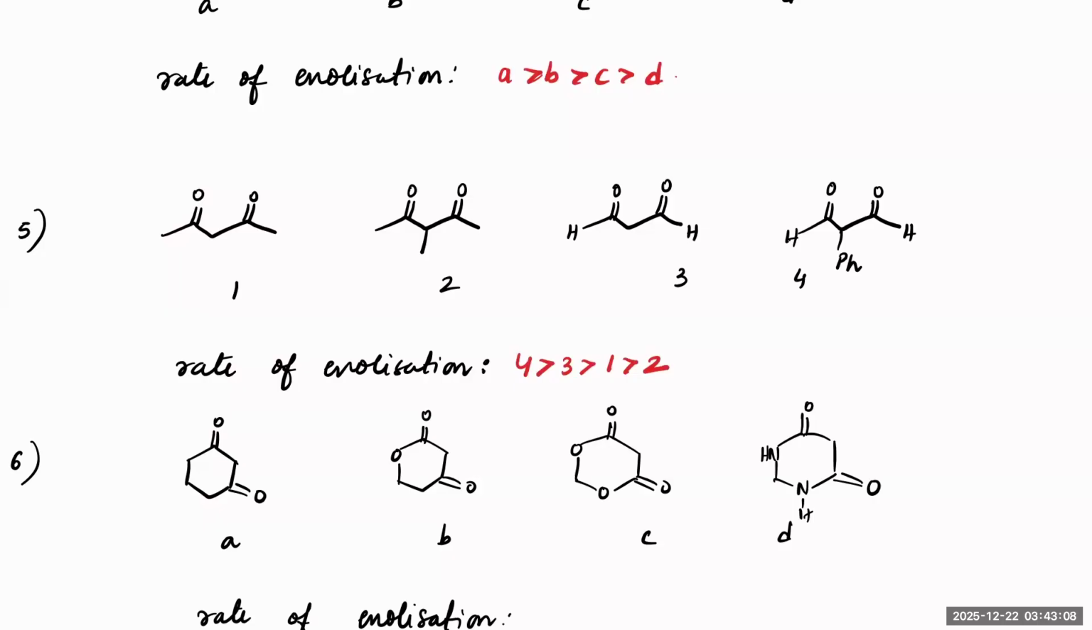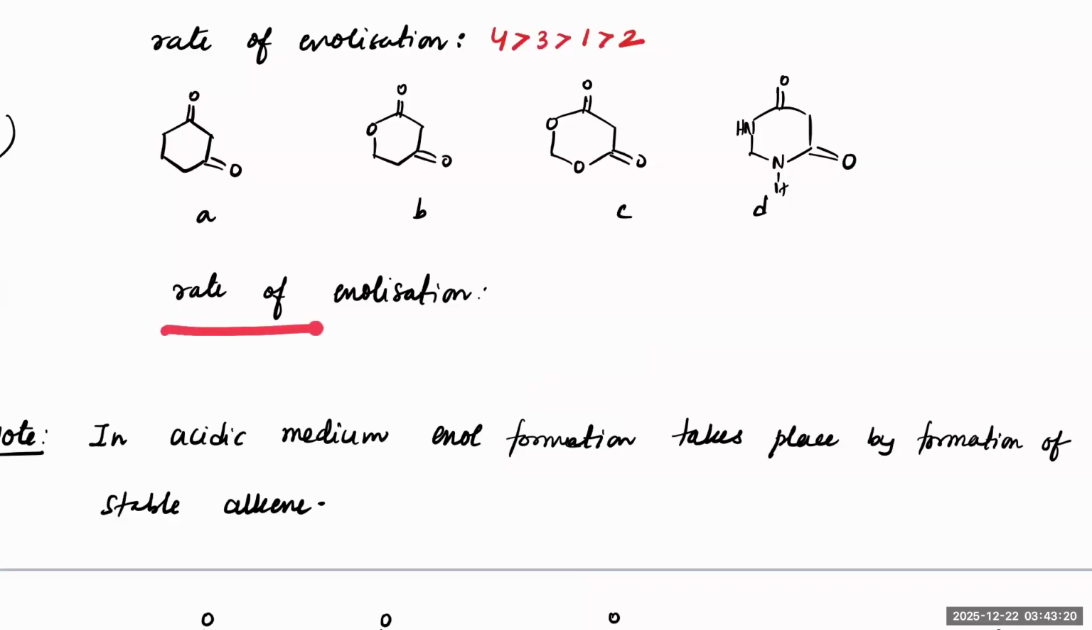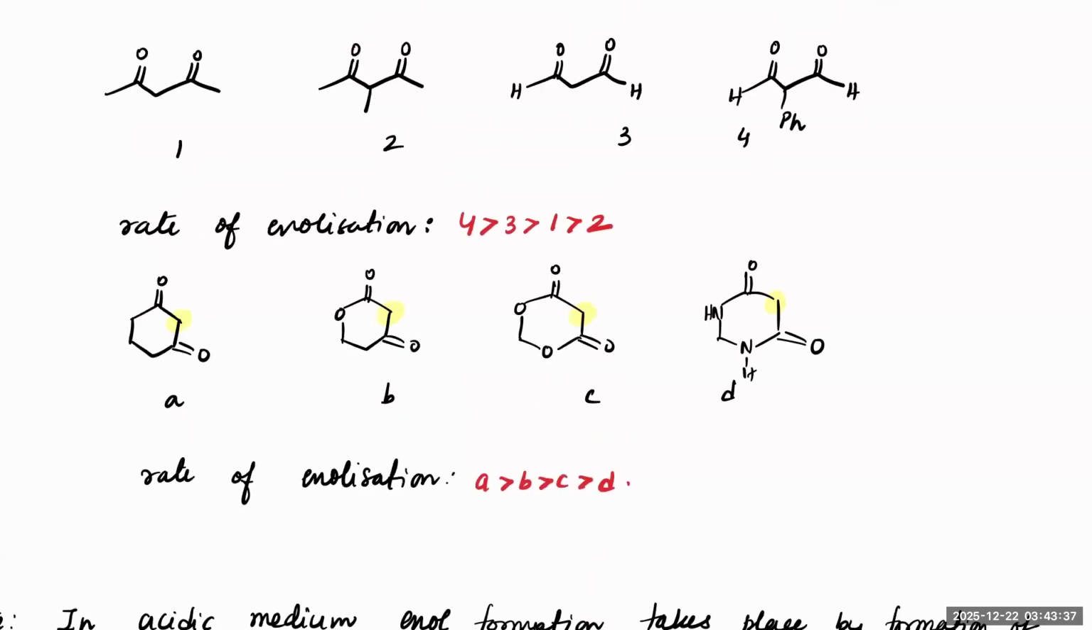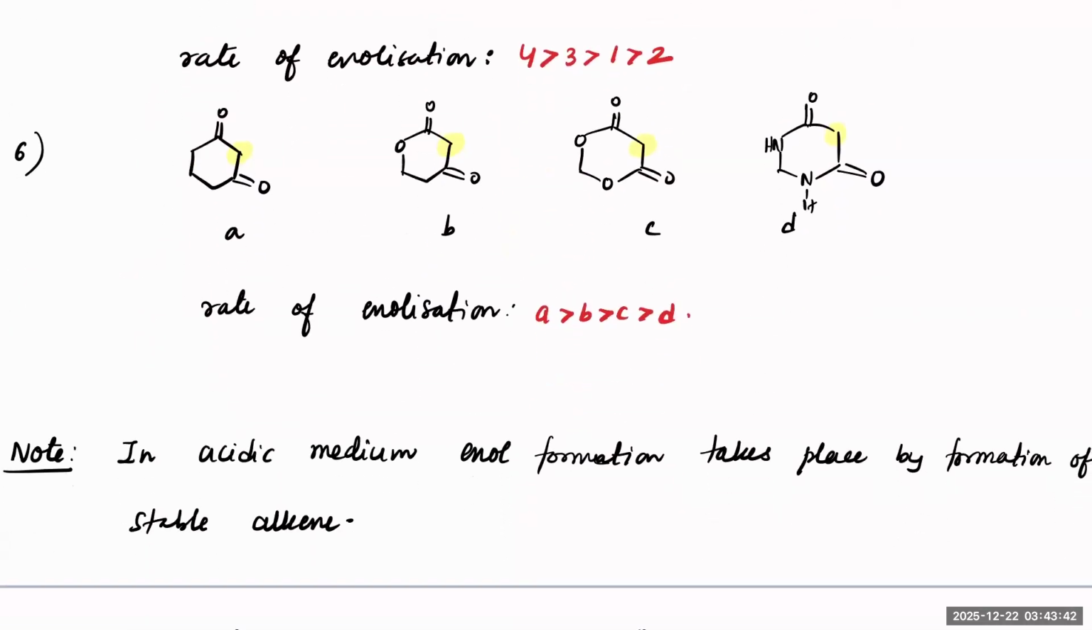Done, everybody? Please check. And check out the last thing. Rate of enolization in this case. We have A, B, C, D here. Same logic here also. There is diketone here. The others are keto ester, diester, and diamine. So diamine will be the least. So A, then B, then C, then D. Okay. This is the rate of enolization.